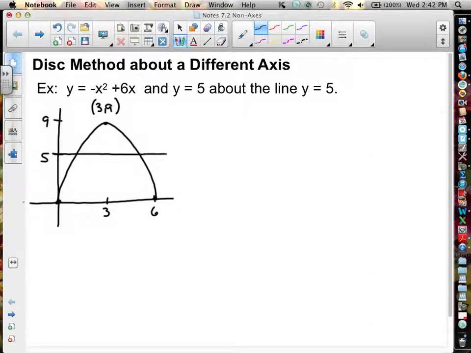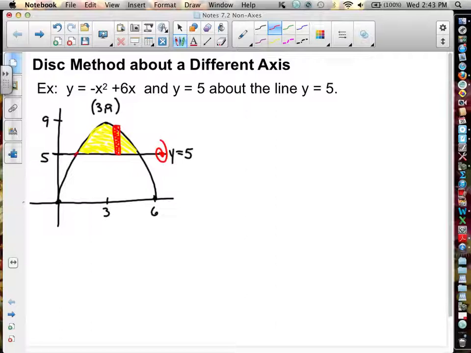Y equals 5. And then we want to rotate this around that same line, y equals 5. So my shaded region is going to be this part right in here. That's the piece that's enclosed. And then I want my rectangle to be perpendicular to the axis of rotation, so it's got to go vertically. So that's what I'm looking at.